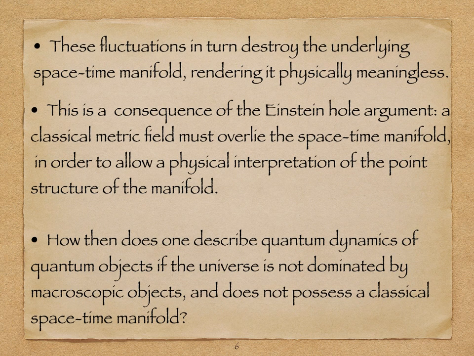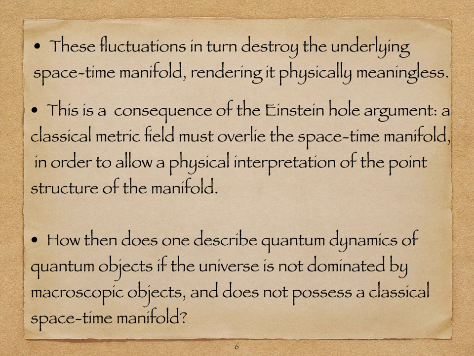Now, what happens? These quantum fluctuations destroy the underlying space-time manifold as well, rendering it physically meaningless. So let's form a picture. We have these quantum objects. We are saying they will produce a fluctuating metric. Now, there is something known as the Einstein Hole Argument, which we'll talk about in detail in a moment. There's a consequence of the Einstein Hole Argument that a classical metric field must overlie the spacetime manifold in order to allow a physical interpretation of the point structure of the manifold. That's quite a mouthful. Let's go over it again. The Einstein Hole Argument says that if you want to give a physical interpretation to the space-time points on the space-time manifold, there must lie on top of the space-time manifold a classical metric. This is the Einstein Hole Argument.